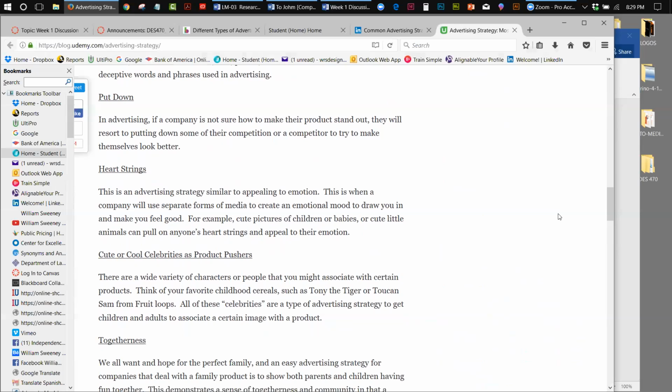So cute or cool celebrities, this is what we were talking about before, and again, there are celebrities and then there are celebrities. The real celebrities are such as, well, who did we look at? We looked at Michael Jordan. Michael Jordan is a real celebrity. He's somebody that has nothing to do with any particular product that might be using him. The only way he has anything to do with them is by association, and the only reason there's an association is because he's being paid by the company, okay?